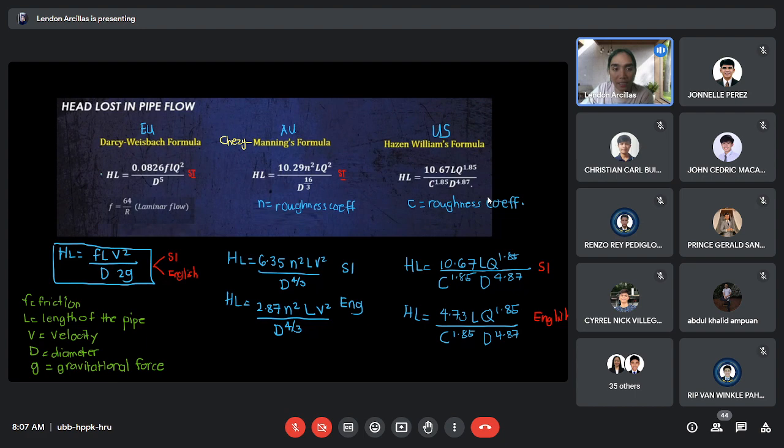So, ang formula na to has also an SI and English. Okay? Sa SI, ito yung SI na formula niya or metric, 0.0826 friction times length of the pipe times discharge squared over the diameter to the fifth. Meron dito siyang equivalent sa English. We will discuss it later on. Since ito yung pinaka-common na formula for head losses. Since this is head loss in terms of Q. So, ang original formula niya, ito yung original, that is head loss in terms of velocity.